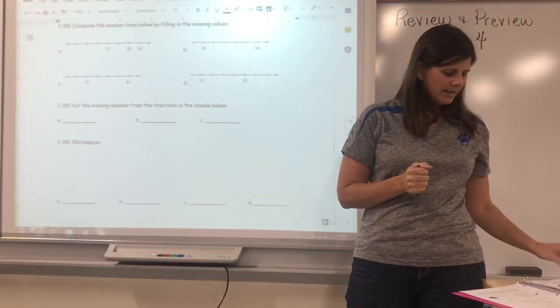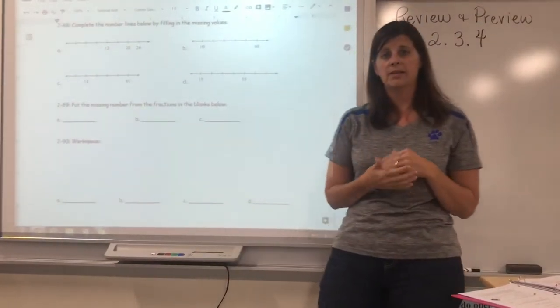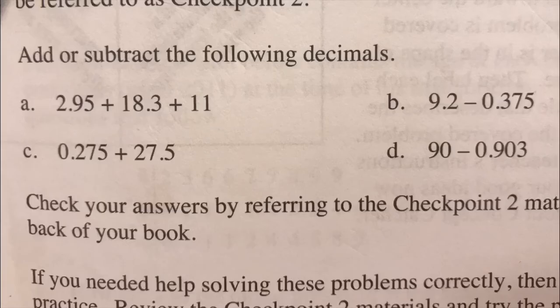For question number 90, this is something we've seen multiple times, and that's why it's now a checkpoint. They're saying, hey, you should know this by now very well. So with parts A through D, first thing I want to remind you is that you have to line up your digits and your decimal points. You also need to pay close attention to what operation you have. Some of you have learned this by now. Some of us still want to make sure we're paying attention.